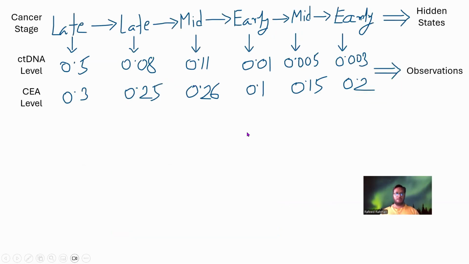Now, let's talk about another case where we have more than one observation per time step. So far in all the videos that I covered, we only had one observation per time step. But this time we are assuming that we have two observations. One is the ctDNA level, and the other one is the CEA level. CEA is a kind of protein biomarker that normally gets elevated when people have later stage cancers. Okay, fine. So how do we modify things now?